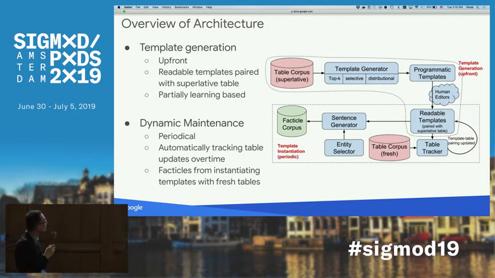So, overview of the architecture. I think I'm going to go a little bit quicker on this. There are basically two major parts of the architecture. The first one is called template generation, which is how we take the table and generate those interesting templates that you see in terms of the sentences. And the second one is called dynamic maintenance, which is essentially once the templates are there. The templates are actually pretty expensive to generate, as I will show you.